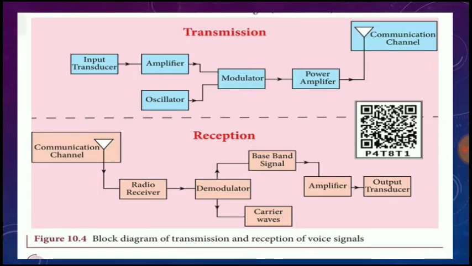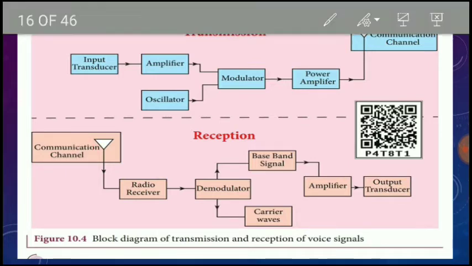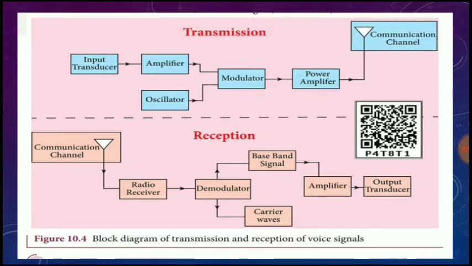The diagram is very important. See, come to the reception section. The reception section consists of antenna, radio receiver, demodulator, baseband signal and carrier wave, amplifier, and output transducer. Totally around 11 components in the communication system. You should explain all the 11 components.